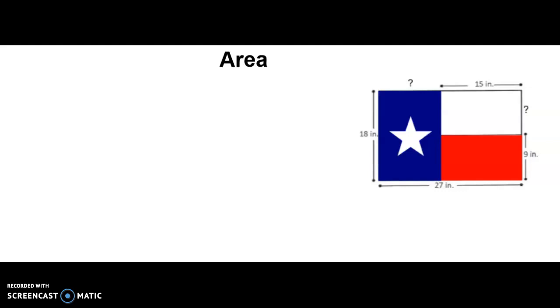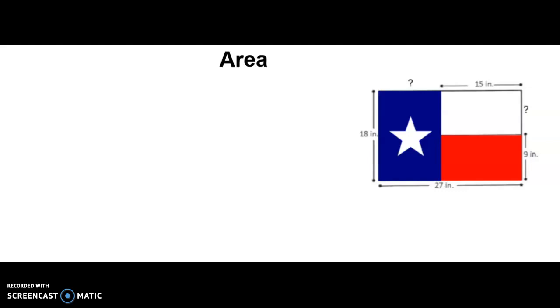Okay, now we're going to talk about area. So area is the measure of square units that covers an area or a figure. On this, sometimes you're used to seeing area where it might have the grid boxes behind. This one doesn't. So what do we do when it doesn't have those grid boxes to help us count?